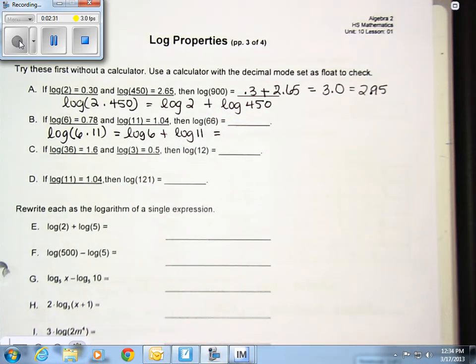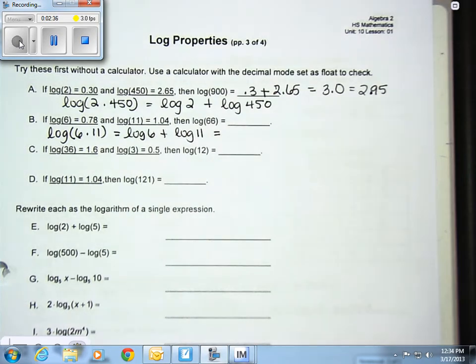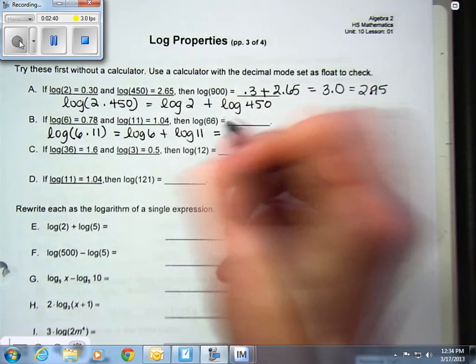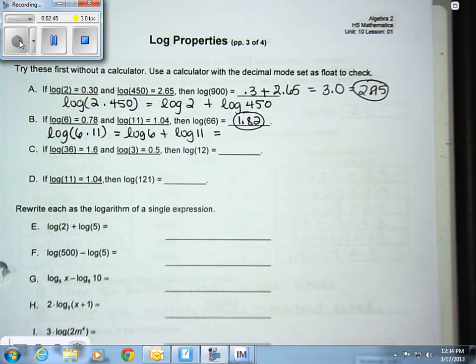Log of 6 is 0.78. Log of 11 is 1.04. If I add those together, I get 1.82. And you can check that on your calculator to make sure it works. Now look at the next one.